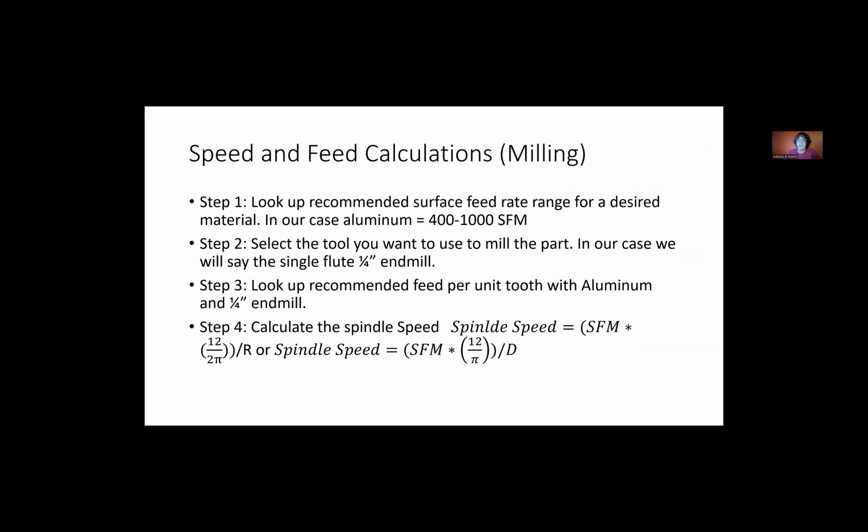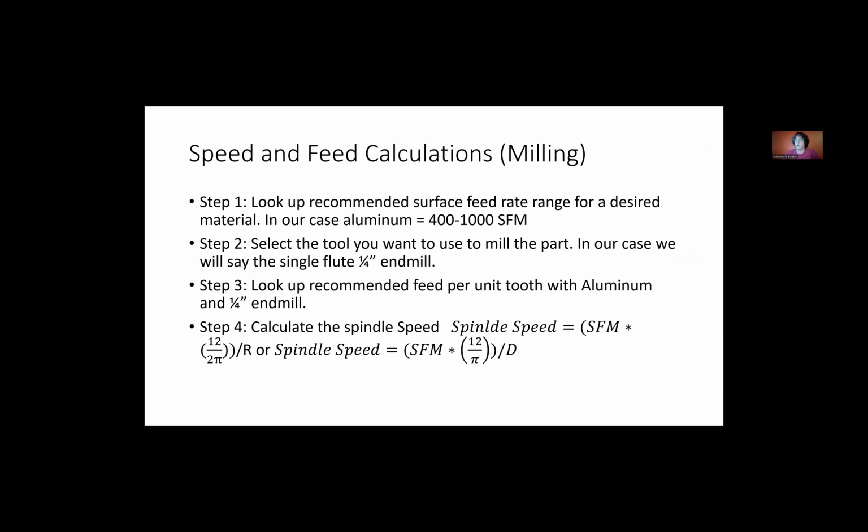Now, I talked a little bit during mill training about your feeds and speeds. What you can do is look up certain feeds and speeds and calculate what your spindle speed and feed rate should be. So let's talk about speed and feed calculations for the mill. You might want to look up a certain surface feed range for the desired tool and material. In our case, aluminum, that can be anywhere from 400 to 1,000 surface feet per minute, and that's just according to a certain publication.